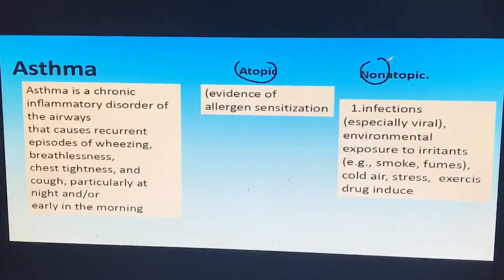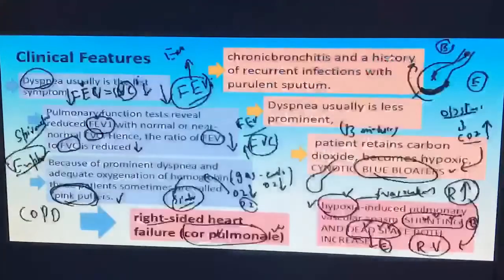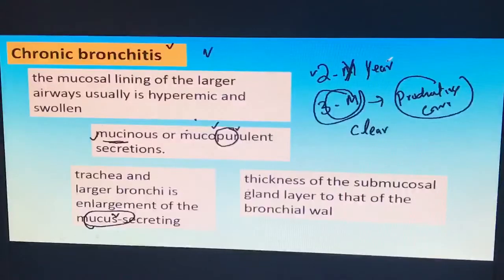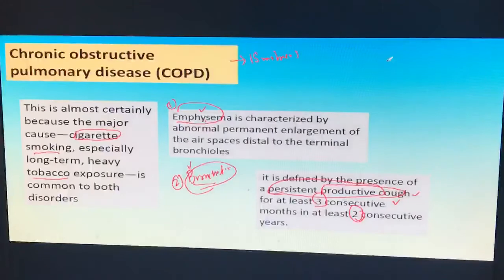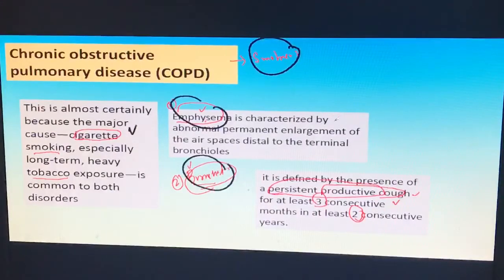Before going forward, let's have a quick review of COPD. COPD is a disease where smoking is the main cause. This disease is present in smokers. It has two parts: one is emphysema, one is bronchitis. Emphysema, you must keep in mind, is a disease at the level of alveoli. At the level of alveoli, it can interfere with gas exchange.